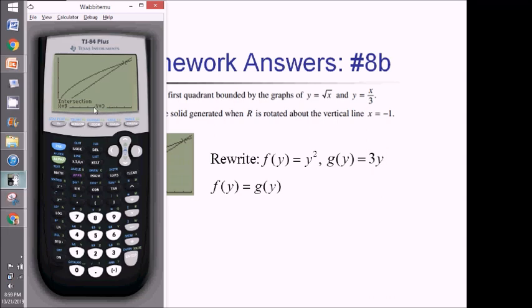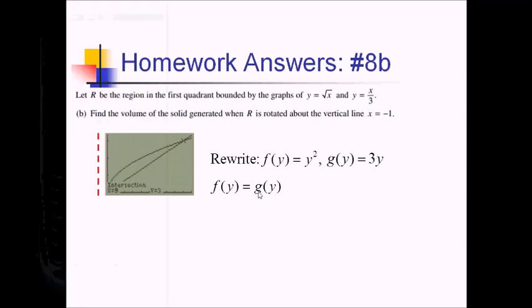The y value is 3. So these things intersect at 0 and 3. Those will be our limits of integration. Now we need an area function to integrate. Now again, we have this space here, so we're going to use washers.